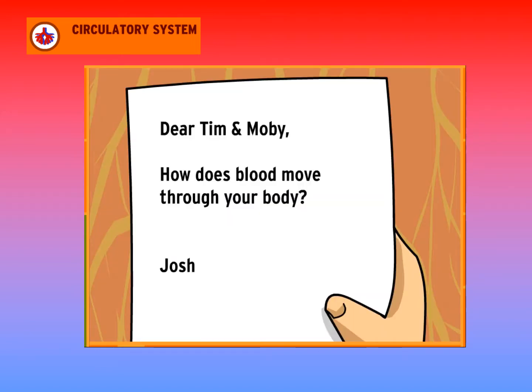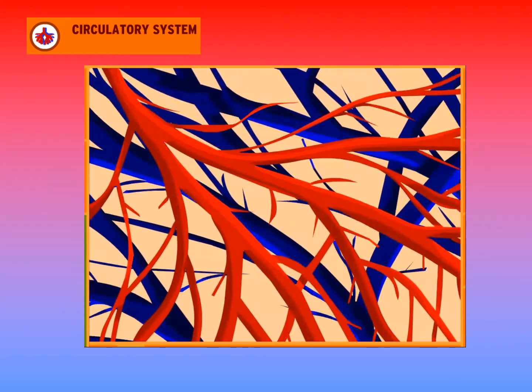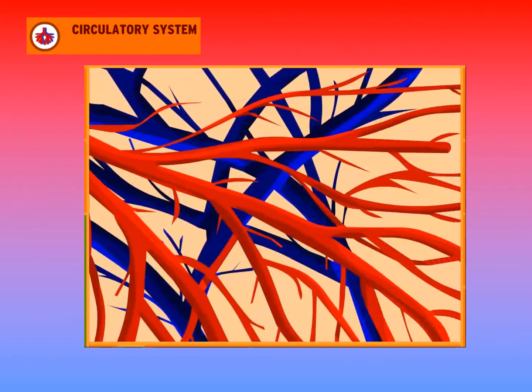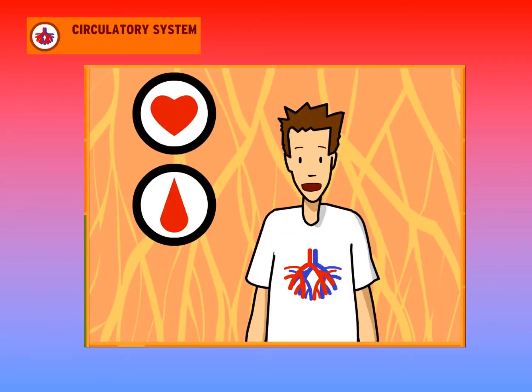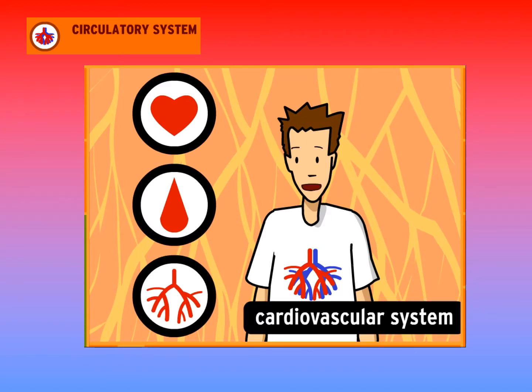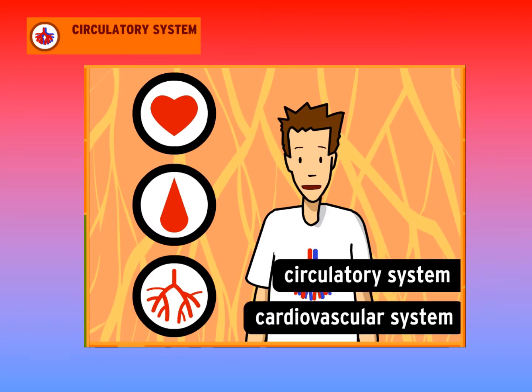Dear Tim and Moby, how does blood move through your body? From Josh. Blood circulates through your body in a network of blood vessels. This network is miles and miles long. Your heart, blood, and blood vessels make up your cardiovascular system, also known as your circulatory system. The cardiovascular system is responsible for a cycle that moves blood from the heart to every part of your body and back again.